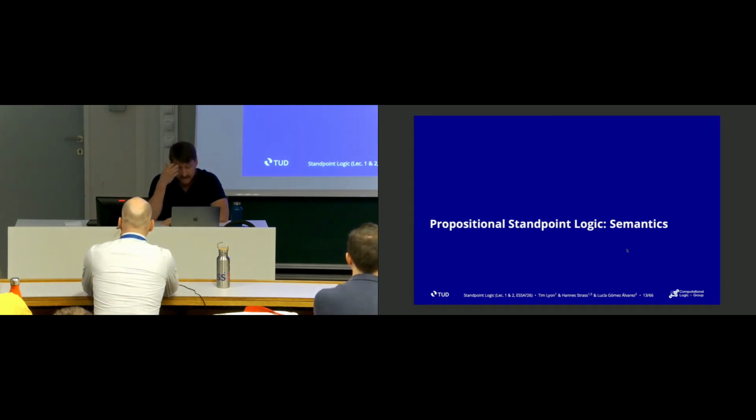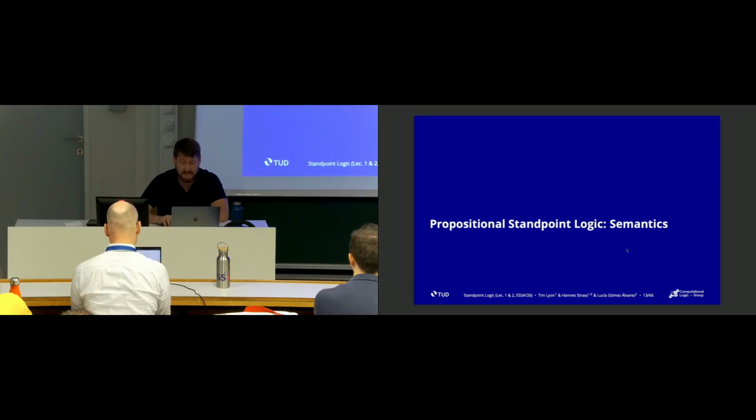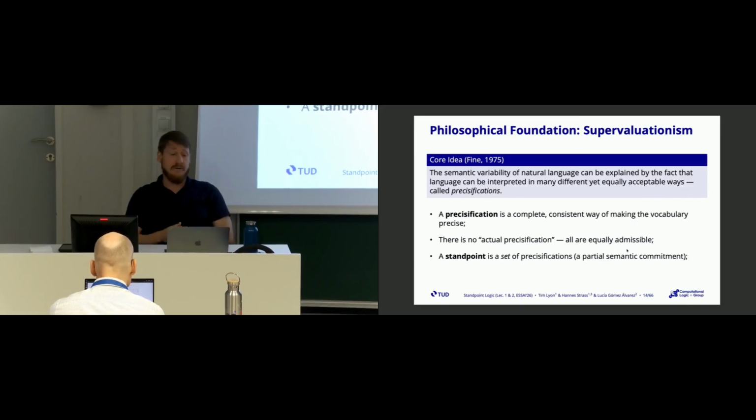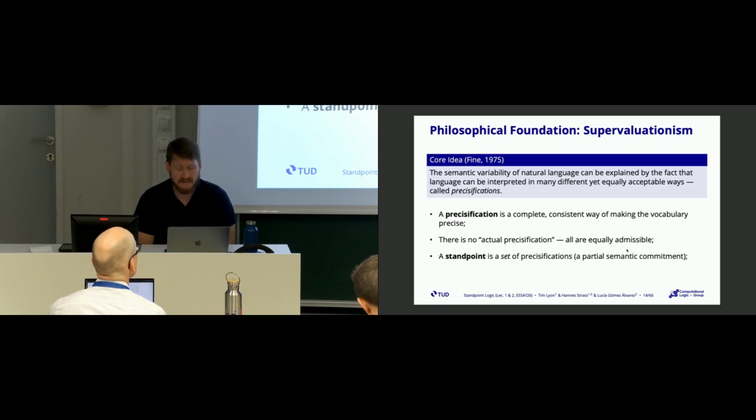What I'm going to talk next about is the semantics. So the model theory for standpoint logic and how we interpret these formulae over specific kinds of models or structures. Now, standpoint logic grew out of a particular philosophical theory called supervaluationism. And you don't need to have an incredibly in-depth understanding of this, but a superficial one to understand the mathematical models. But this serves as the basis or justification for the models that are used in standpoint logic. And supervaluationism is an idea that tries to explain vagueness or semantic variability in language. And the idea goes back to Kit Fine.